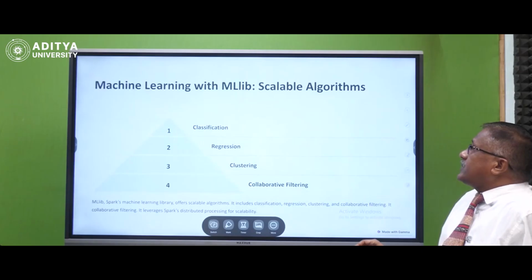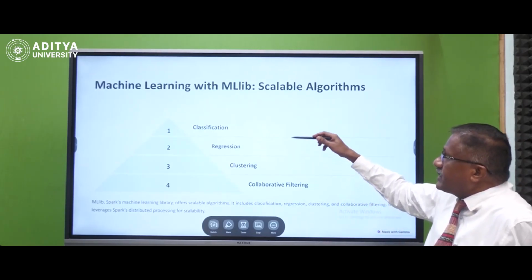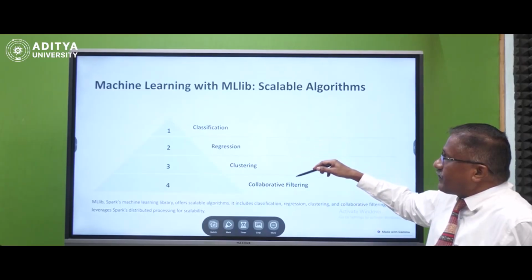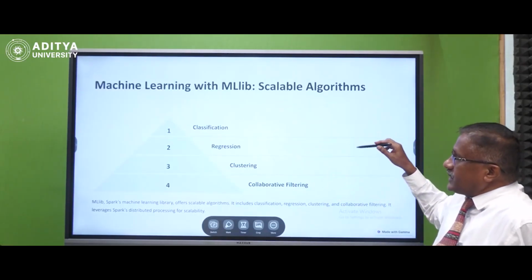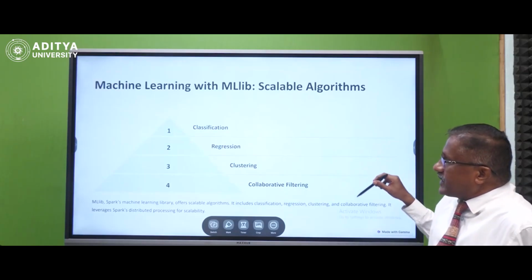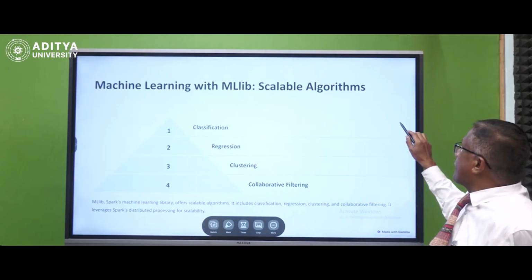Machine learning, also MLlib. It has algorithms for classification, regression, clustering, and collaborative filtering. All these things are available in the machine learning library. Spark's machine learning library is called MLlib.